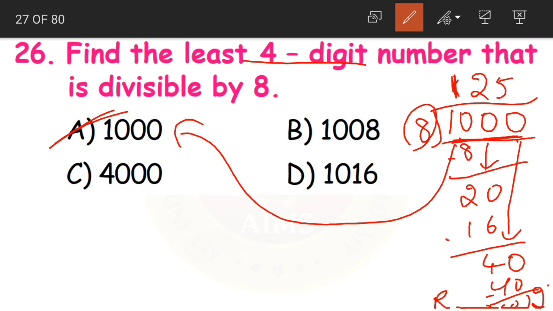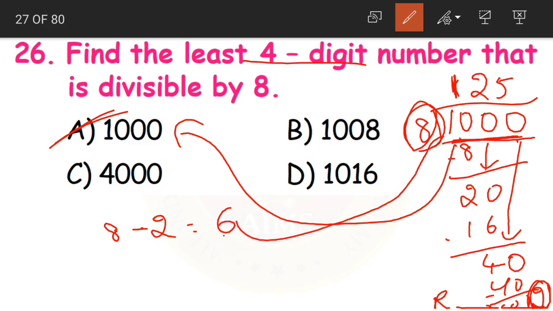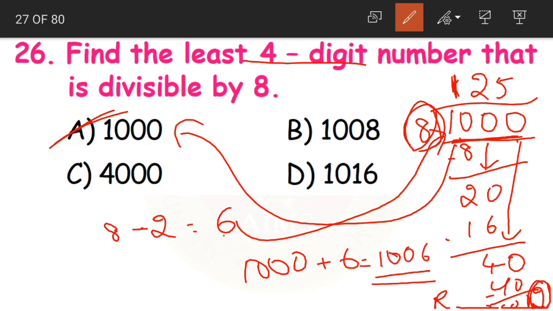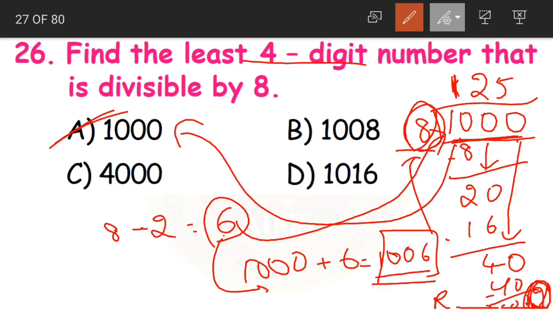Now what we should do is, the divisor is 8 and the remainder is 2. We need to subtract these two. 8 minus 2 will give us 6. Add this 6 to 1000. Now 1000 plus 6, that is 1006, becomes our least 4-digit number that will be divisible by 8. Okay. What should you do? You should subtract the remainder from the divisor and then add it to our least 4-digit number to get the number that is divisible by 8.